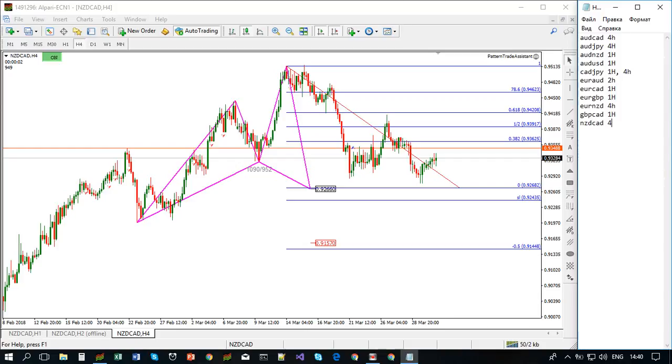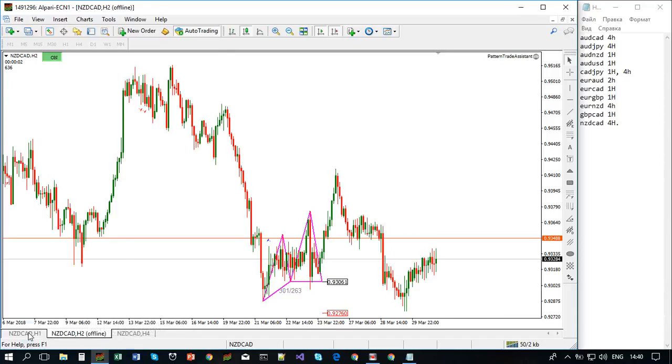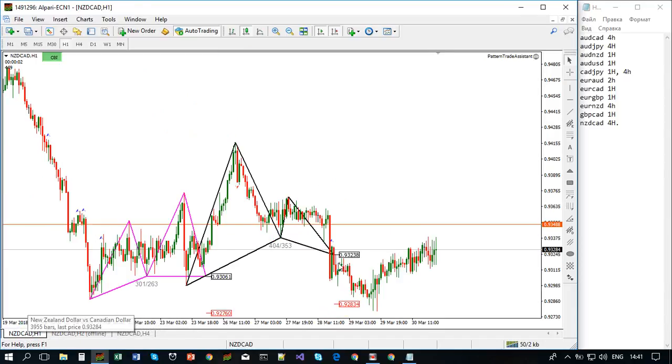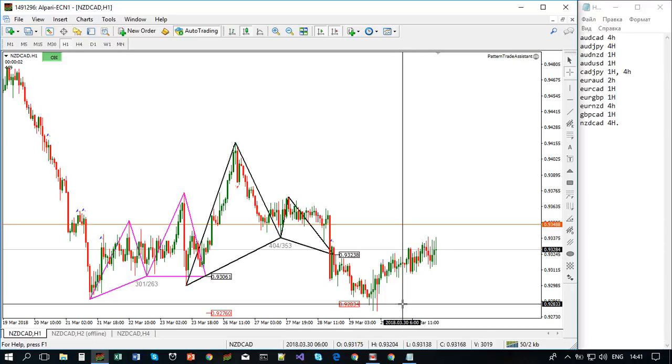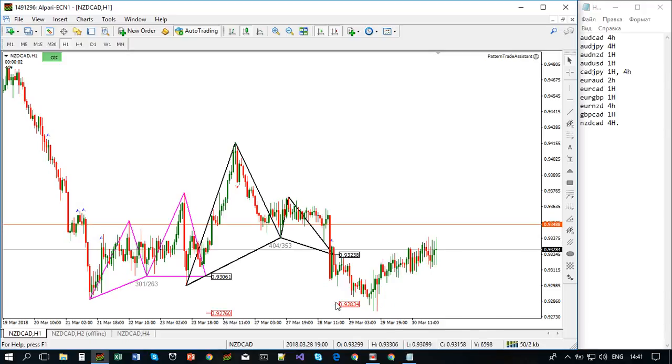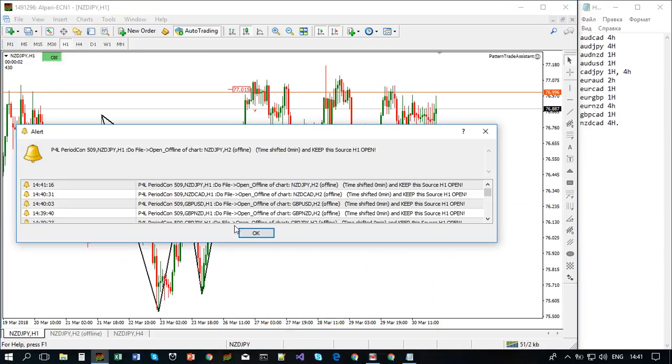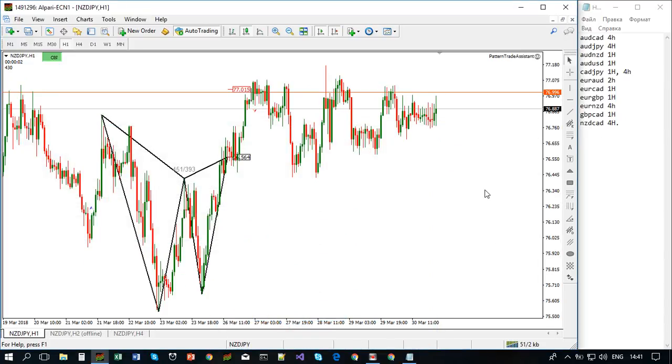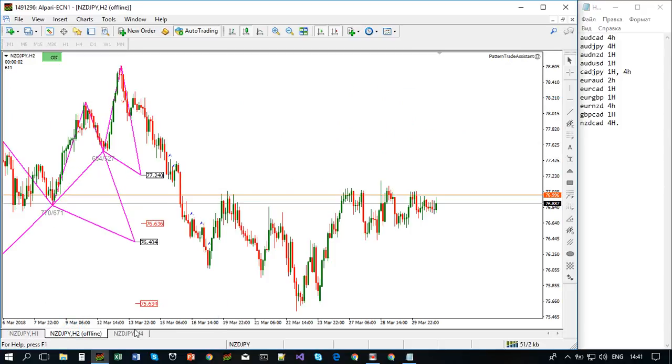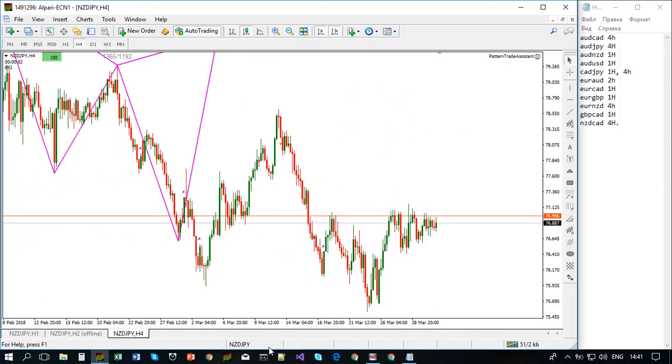NZD CAD 4 hour, and I think we have something on 1 hour. We had a winner and we had a kind of pattern here. I think we exceeded that invalidation level, so no trade here anymore. 4 hour is the only one. New Zealand yen, nothing here, and nothing here. Dollar Canadian.